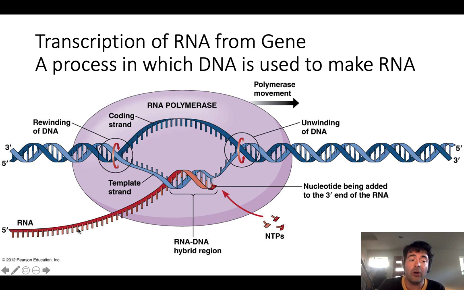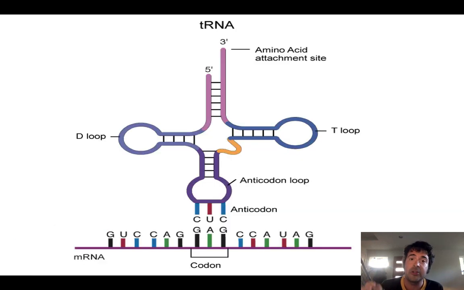And it always occurs from 5' to 3'. So 5' free phosphate to 3' free hydroxyl, pardon me, right? Because you can only knit on that hydroxyl. Dehydration synthesis can only happen at that free hydroxyl, meaning you can only form covalent bonds between the sugar and the phosphate at that hydroxyl group. So transcription is the process by which DNA is used to make RNA.